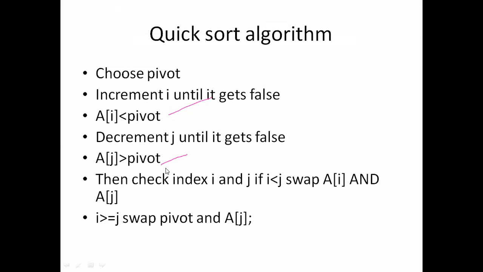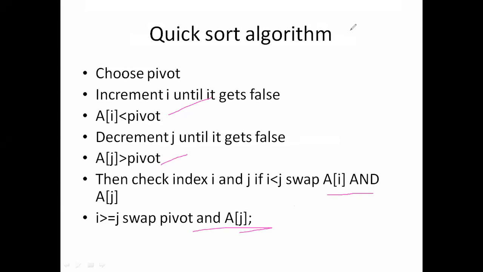If A of j is greater than pivot, just decrement j by 1. After these first two conditions are false, only then you move to the third condition, that is, check the indexes of i and j. If i is less than j, swap A of i and A of j values. If i is greater than or equal to j, then swap pivot and A of j value.